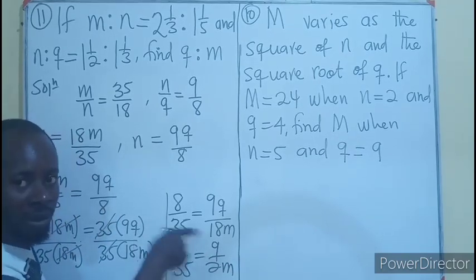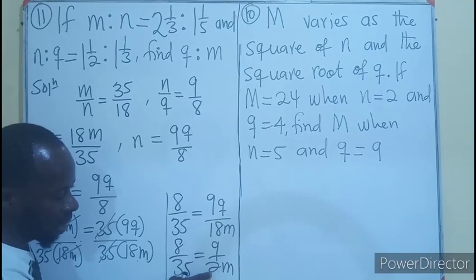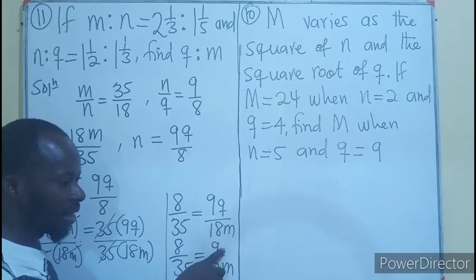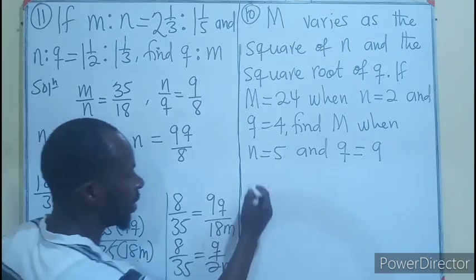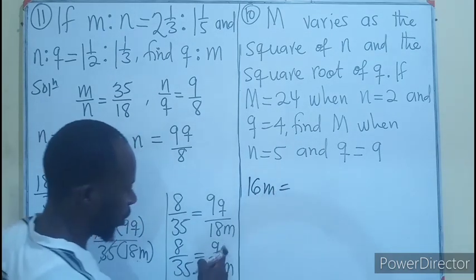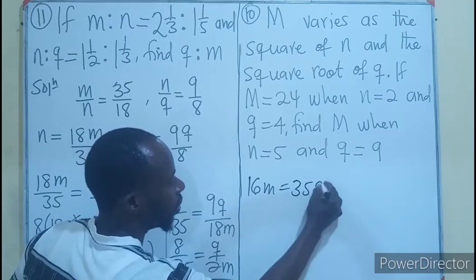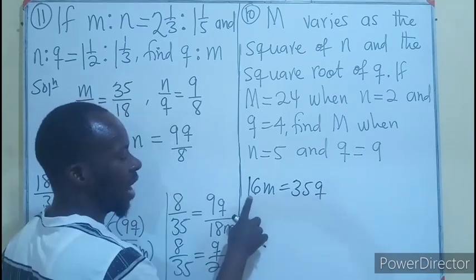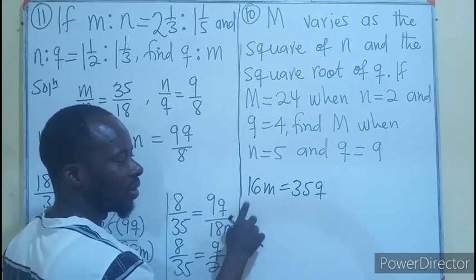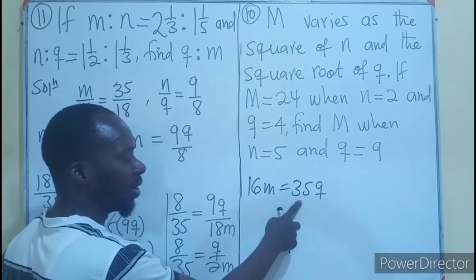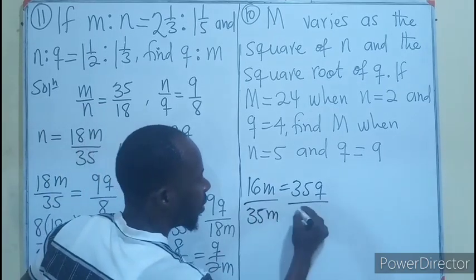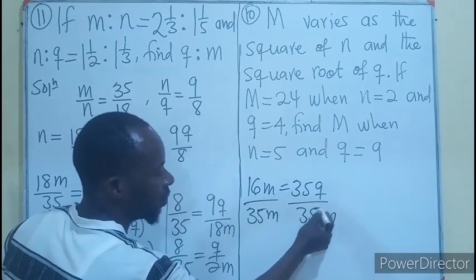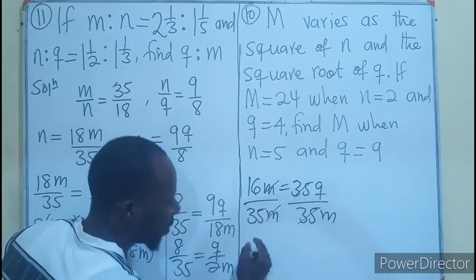So we can still cross multiply or associate, but let me cross multiply. So we can see that 35 will multiply this, 2m will also multiply 8. 2 times 8 is 16, so 16m. q times 35 will be 35q. But I'm looking for this, so let me divide by 35 again, and m. So here will be 35m, 35m. So that 35 will take care of this, m will take care of this.